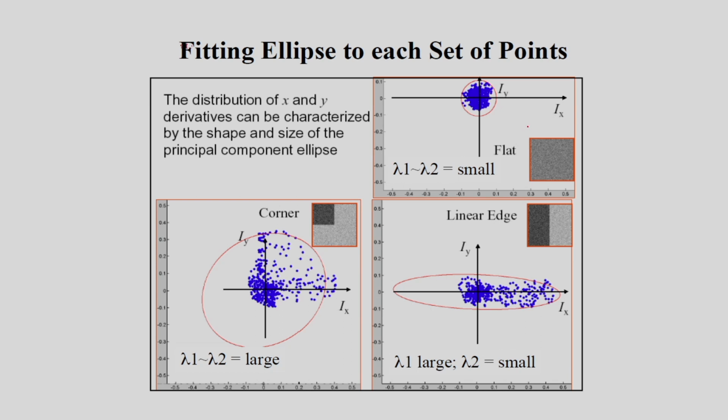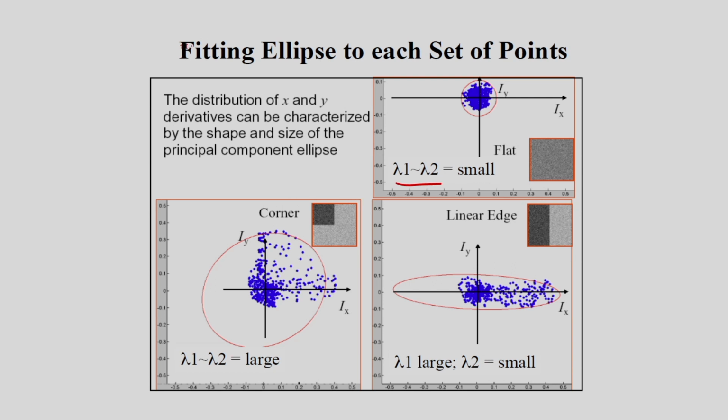Corresponding to the first case, I can fit a circle here. Now I can fit ellipses to each set of points, the points corresponding to the gradients along the x direction and the gradients along the y direction. For the flat region I am fitting the ellipse, but in this case the major axis and the minor axis of the ellipse will be almost the same, because the gradient will be small along the x direction and along the y direction. That is why lambda 1 and lambda 2 will be small.